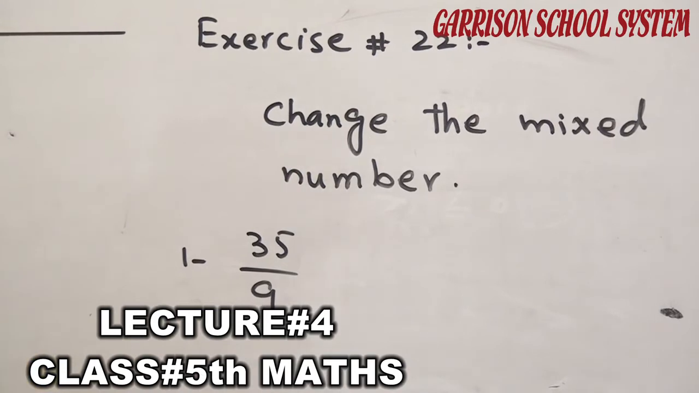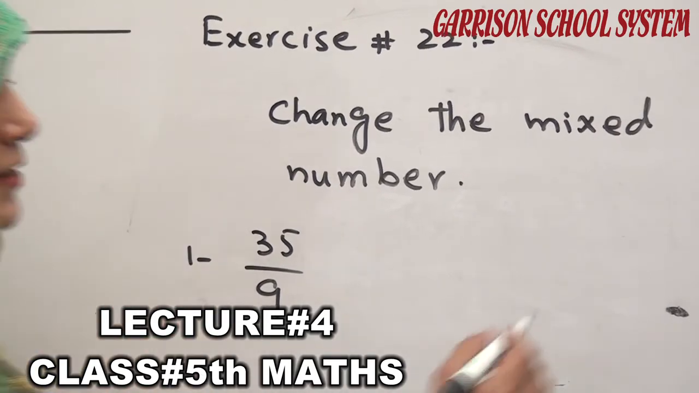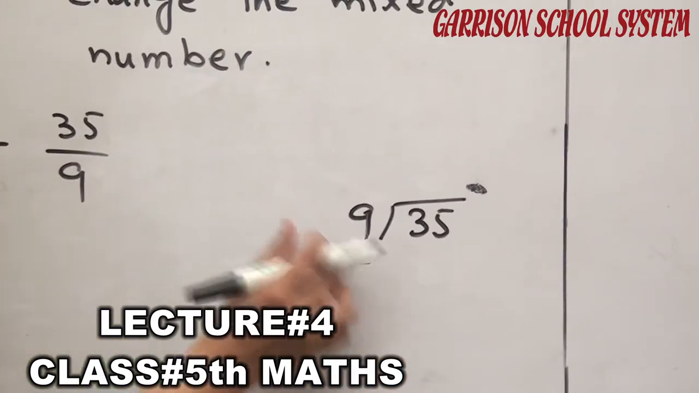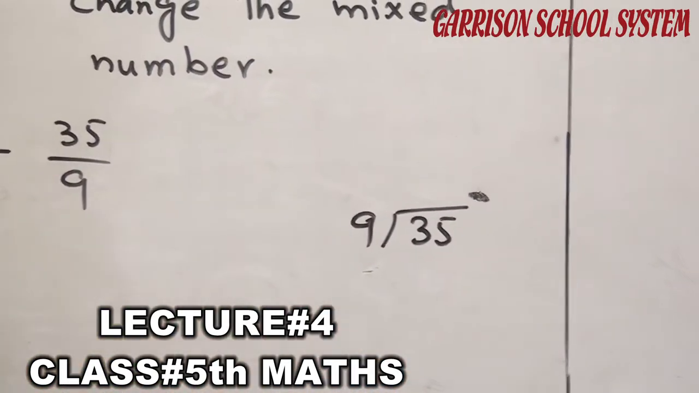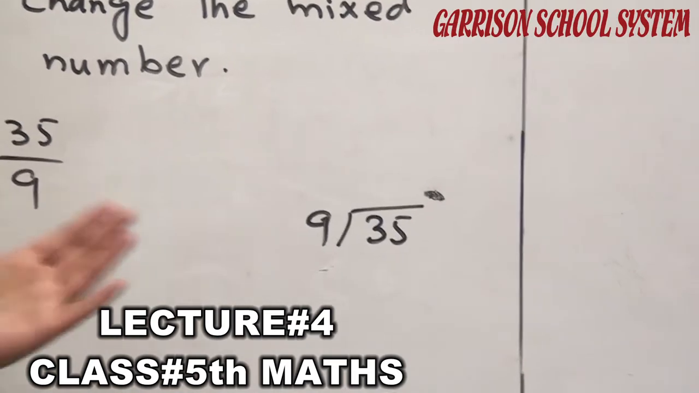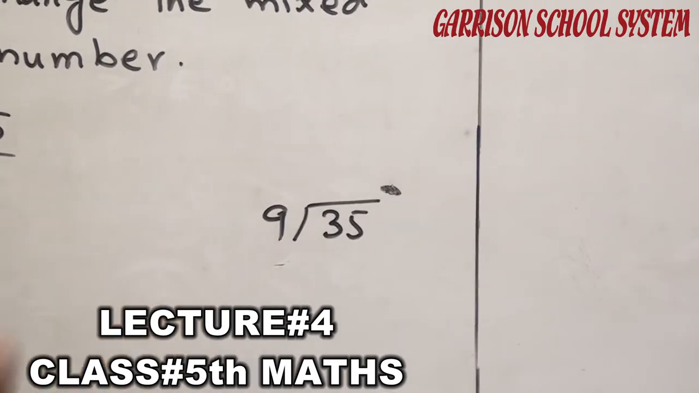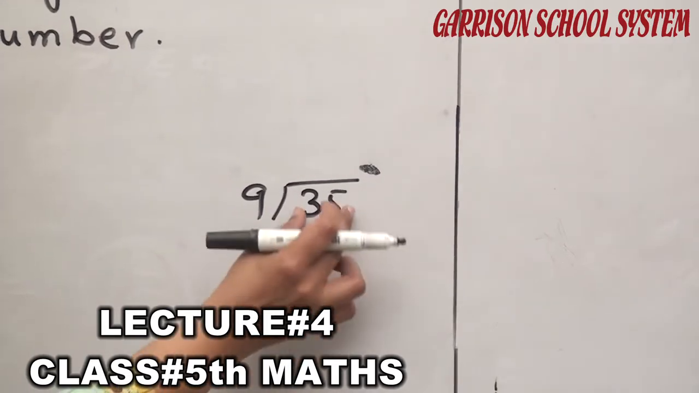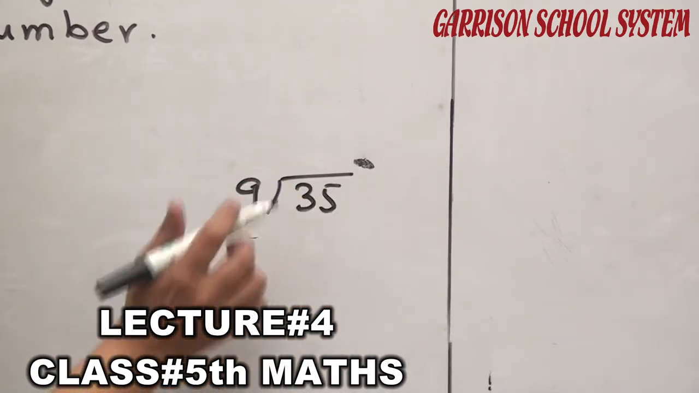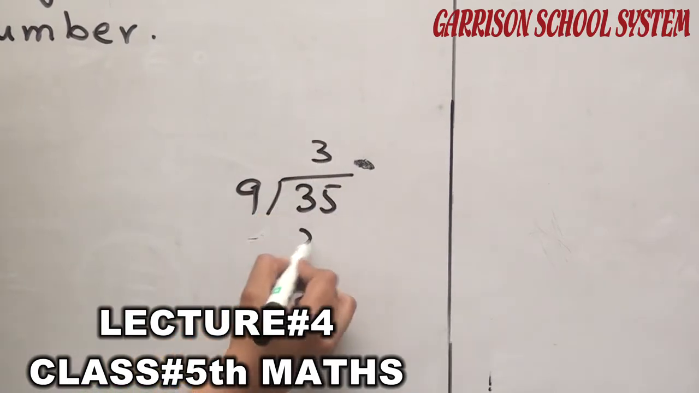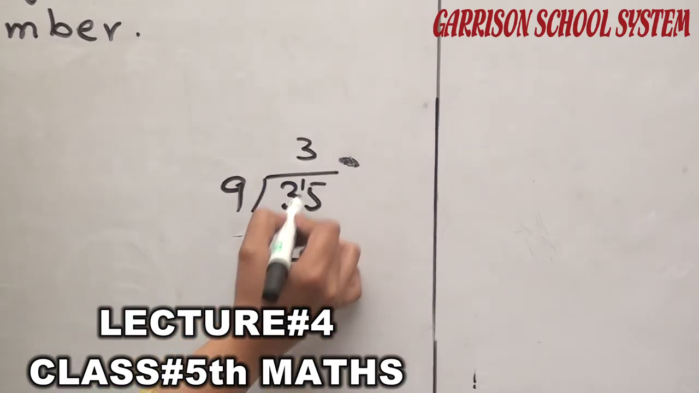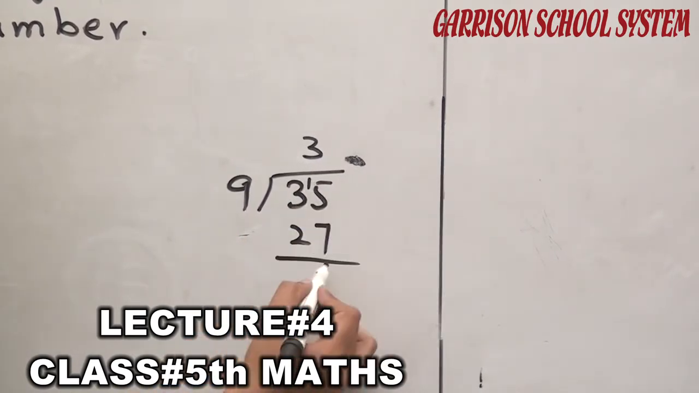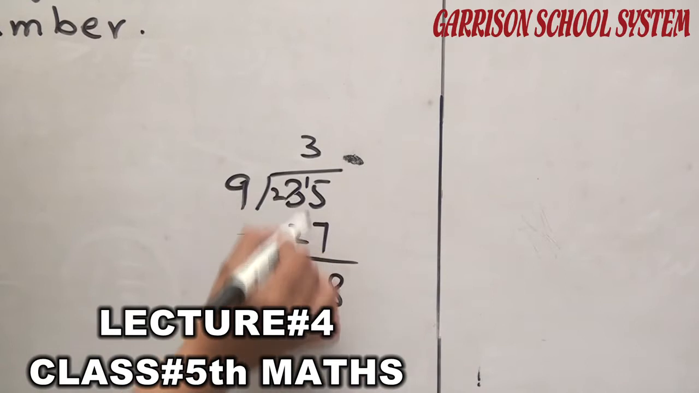Easily we can convert it by dividing 35 by 9. Look at how I can divide by 9. 9 1s are 9, 9 2s are 18, 9 3s are 27 and 9 4s are 36. We cannot write 9 4s are 36 because 36 is a bigger number. From 35 we can write 9 3s are 27. So when we subtract 27 from 35, we have 8 and 0.